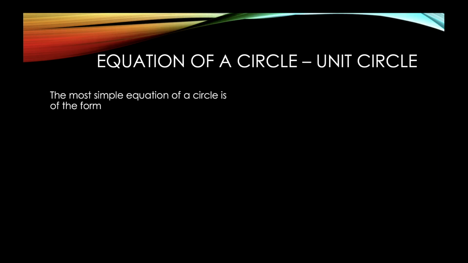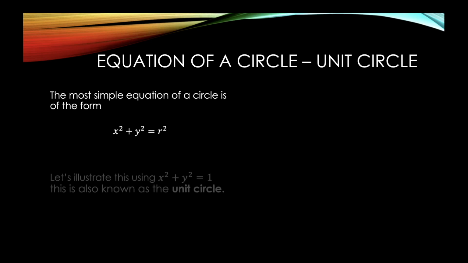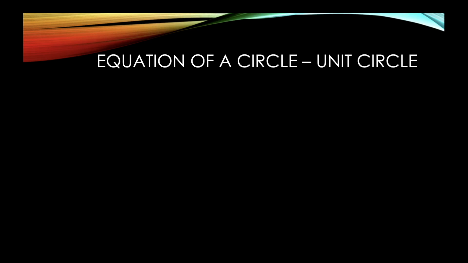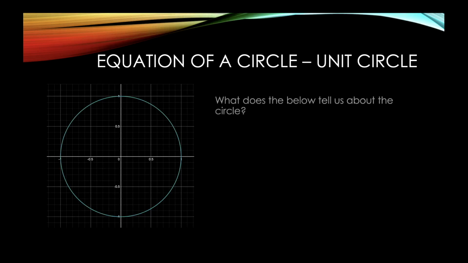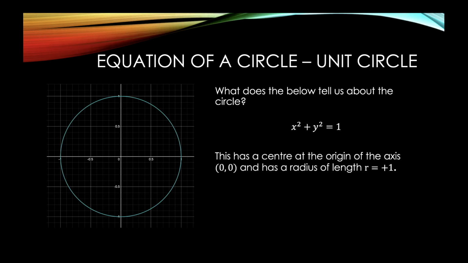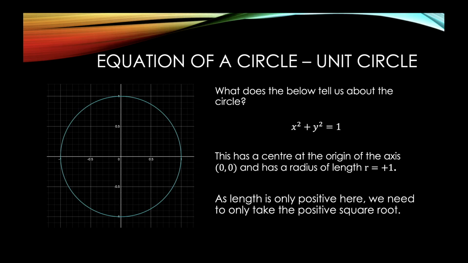The simplest form of an equation of a circle is x squared plus y squared is equal to r squared, where r is the radius of the circle. Now, if you have x squared plus y squared is equal to 1, that means you have a radius of 1 for the circle. This is known as the unit circle, and that looks like this on a bit of graph paper. What can we observe by looking at this? You have the equation x squared plus y squared is equal to 1. From this, you can see that the origin (0, 0) is the center of that circle, and the radius is positive 1. That's because if you take the square root of 1, you can have positive 1 and negative 1. We know that length can only be a positive number, hence we only need to consider the positive square root.